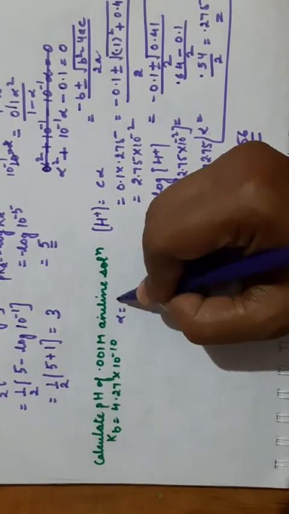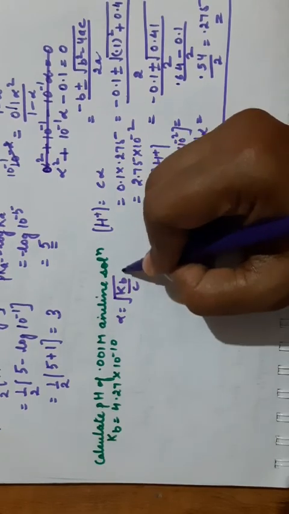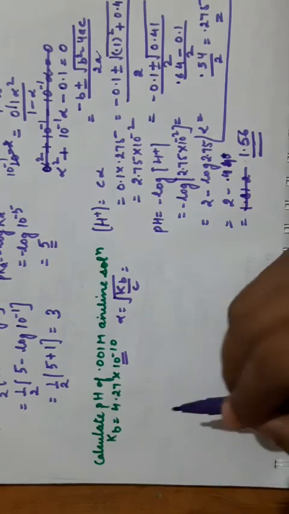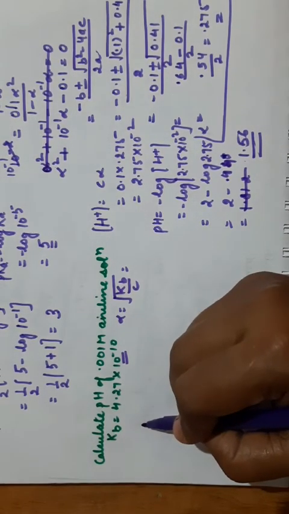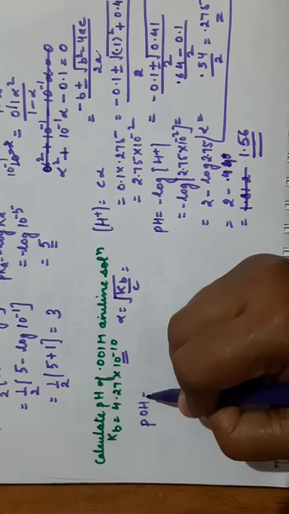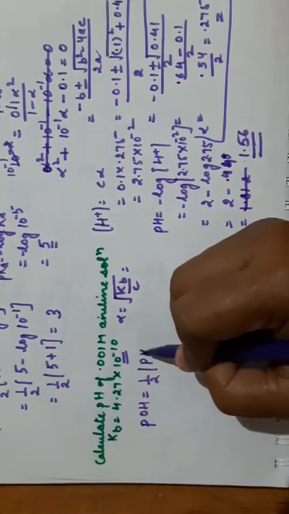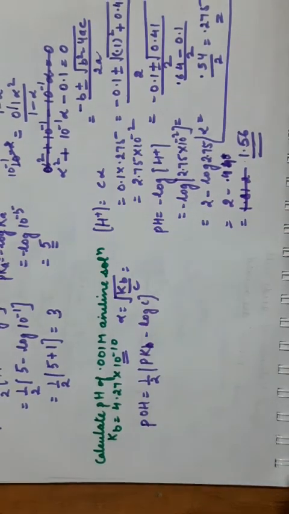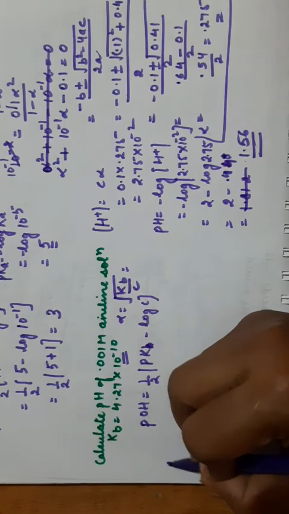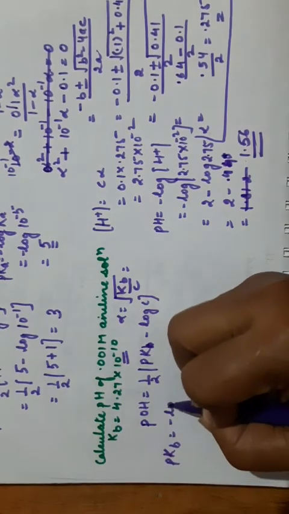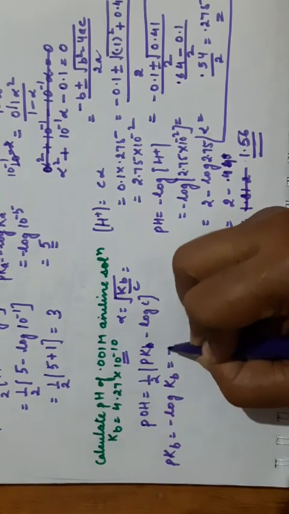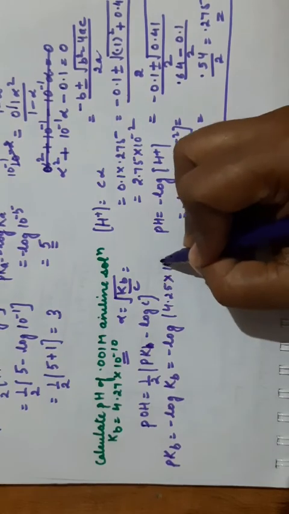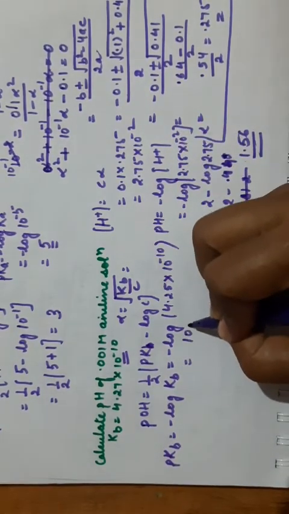Here alpha will be equal to square root of Kb upon C and Kb is quite low, 10 power minus 10. That means alpha can be ignored in the denominator. So we will solve by the equation pOH is equal to half pKb minus log C. But for this we need the value of pKb. So let us solve the pKb value first. pKb is equal to minus log Kb. It is equal to minus log 4.25 into 10 power minus 10. Clear? So it becomes 10 minus log 4.25.